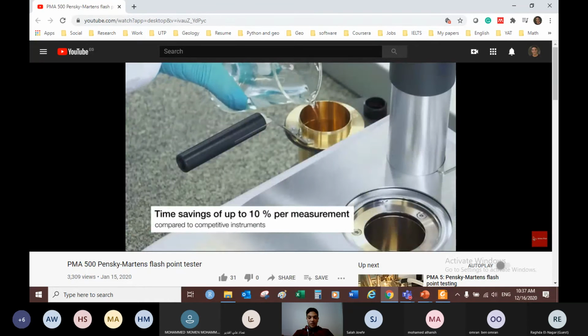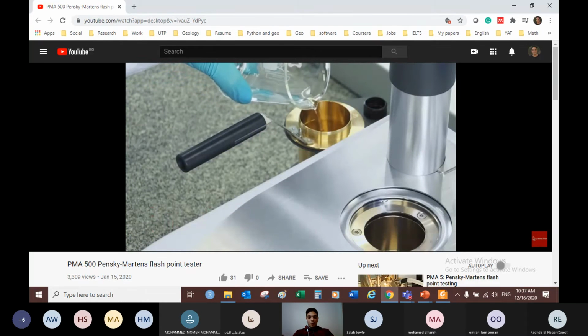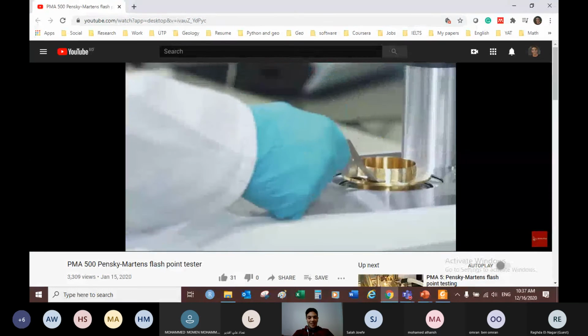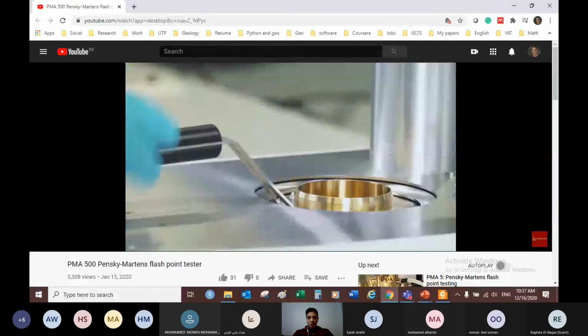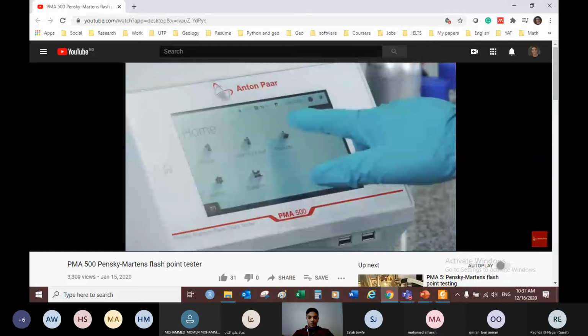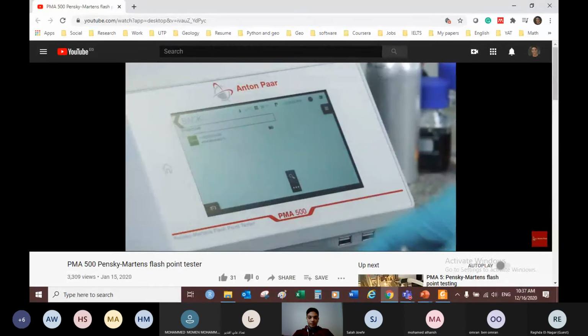It's a really time saving of up to 10%. The operation is really easy. You just put your sample inside the cup and insert the cup into the instrument, and that's it. And you press the button of start, and that's it. And you wait for the result.